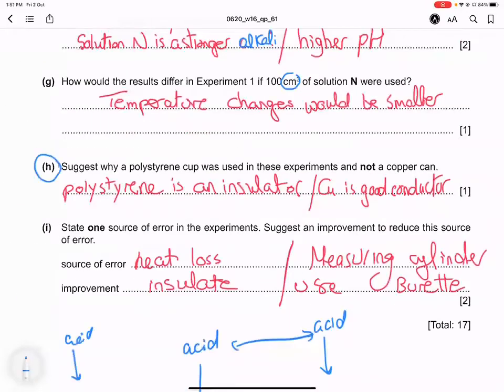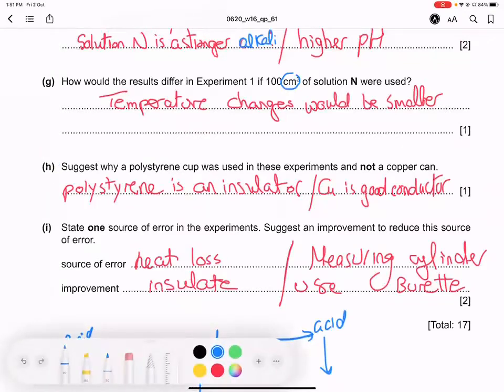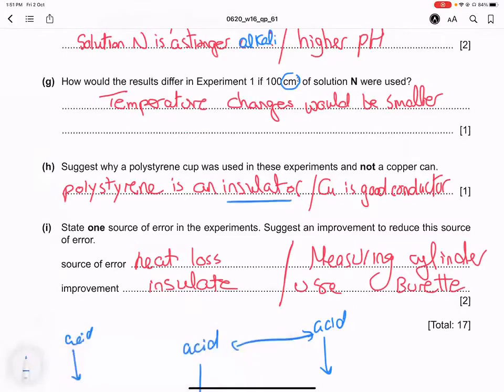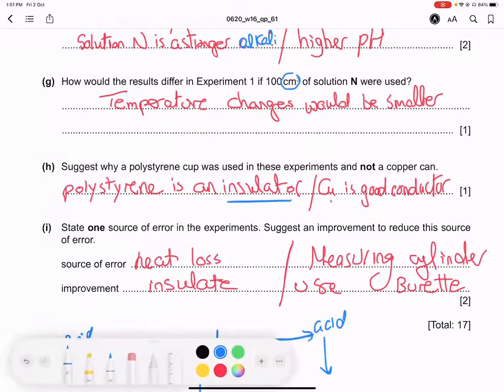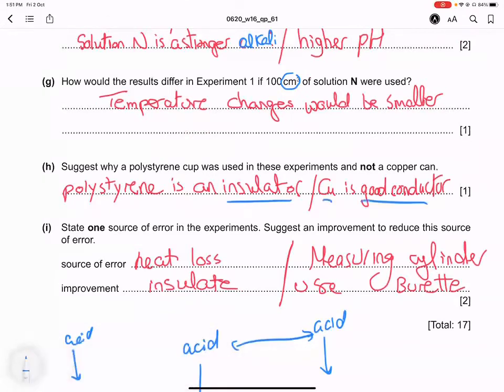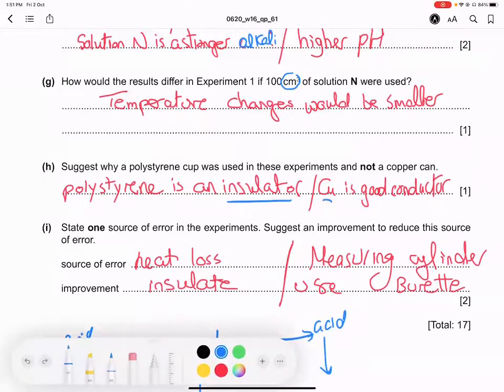Suggest H. Suggest why a polystyrene cup is used in this experiment and not a copper can. Whenever he's asking why a polystyrene cup is used, the answer is the same. Polystyrene is an insulator, a heat insulator, while copper, since it's a metal, is a very good conductor of heat. Okay?